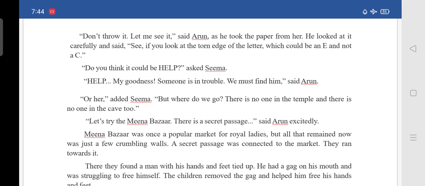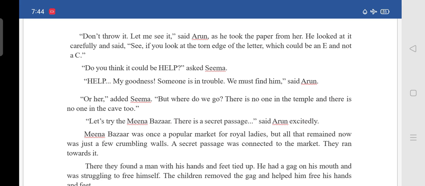Then Seema said, "Do you think it could be help?" So, listening to the words of Arun, Seema was asking Arun, "Do you think it could be help?" Means the word which is written on the paper might be help.